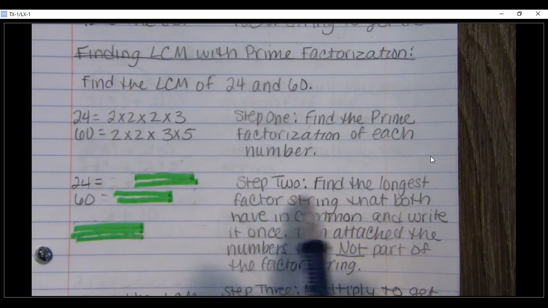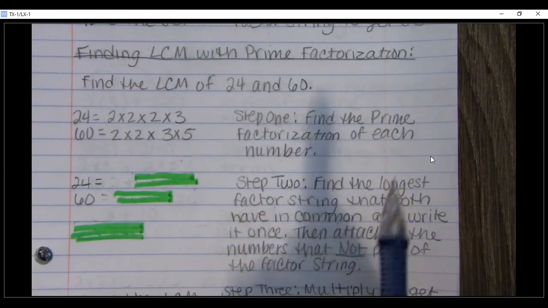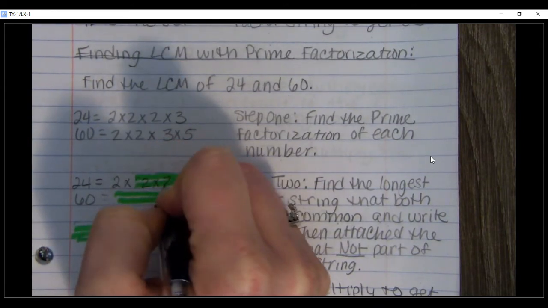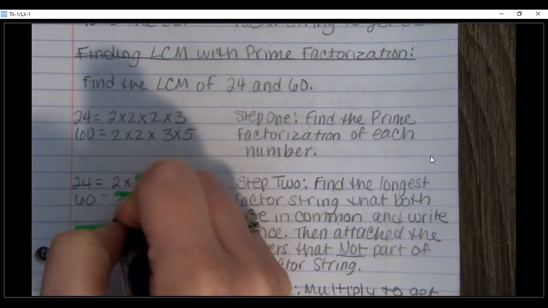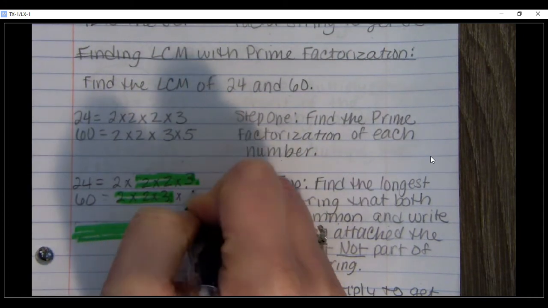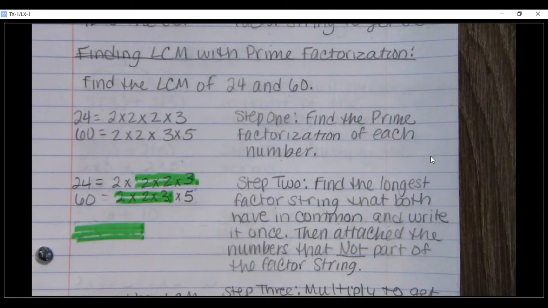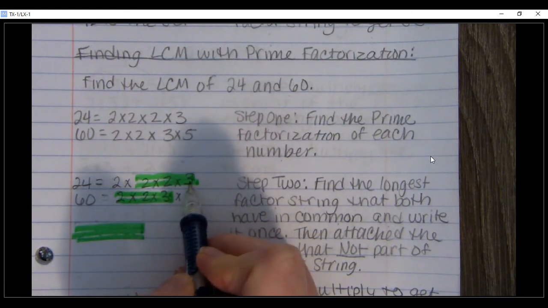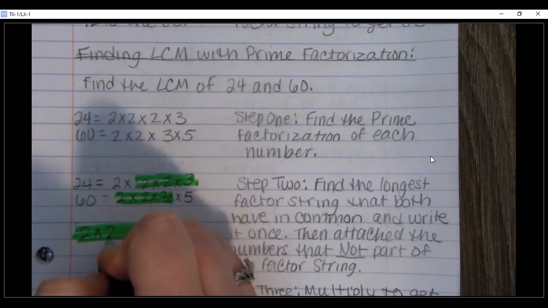Now I can move on to step 2. Find the longest factor string that both have in common and write it once. Okay, well, I'm going to rewrite my numbers again. I got 2 times 2 times 2 times 3, and 2 times 2 times 3 times 5. Okay, it looks like the same steps as last time, when we were finding the greatest common factor. So I rewrote it, and then it says, and write it once. Okay, so I have my numbers that are in common, the 2 times 2 times 3, and I'm going to rewrite it once, just like my directions say.